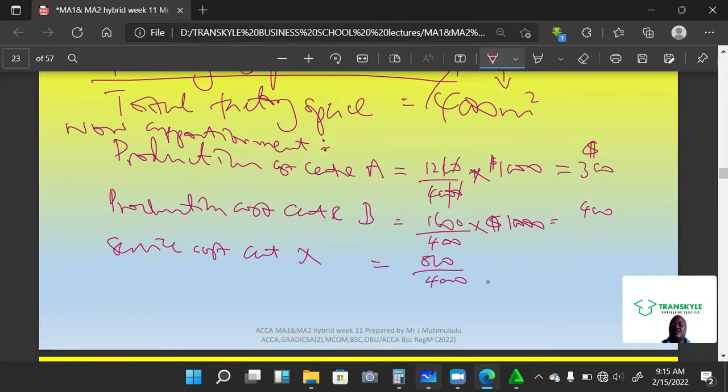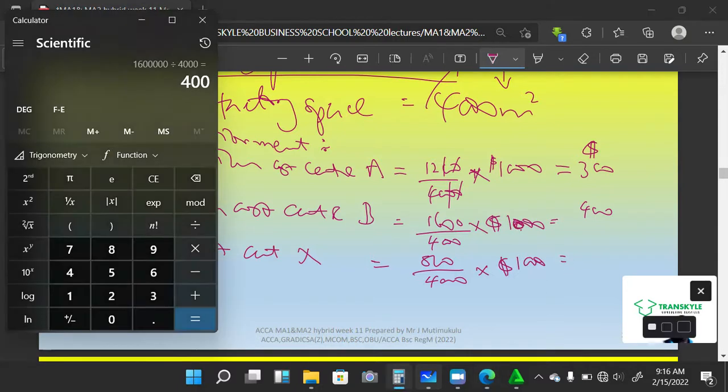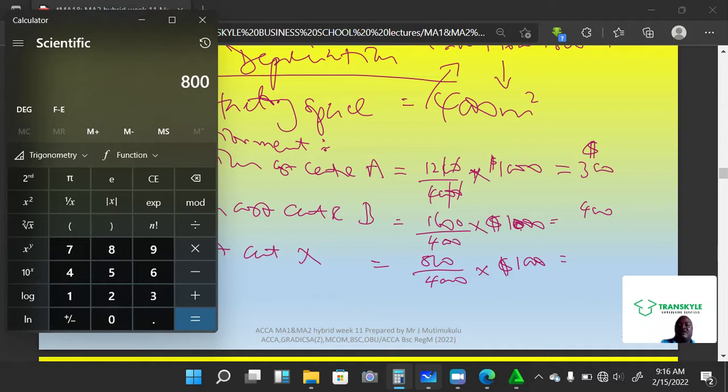Multiply by 1,000. This is a 1000. Hey, don't be confused. Multiply by 1000, that's 800 divided by 4000, multiply by 1000, that's 200.